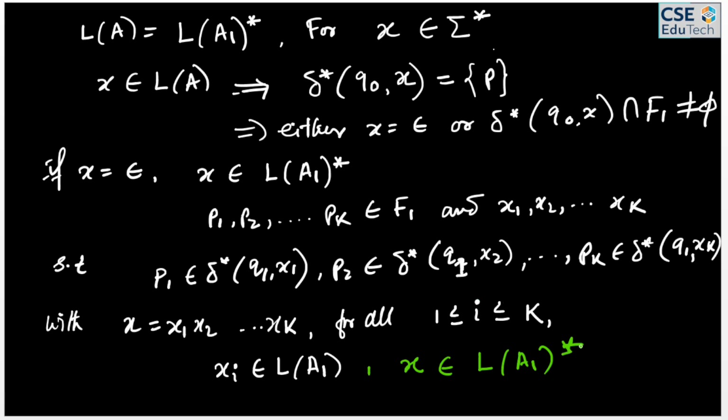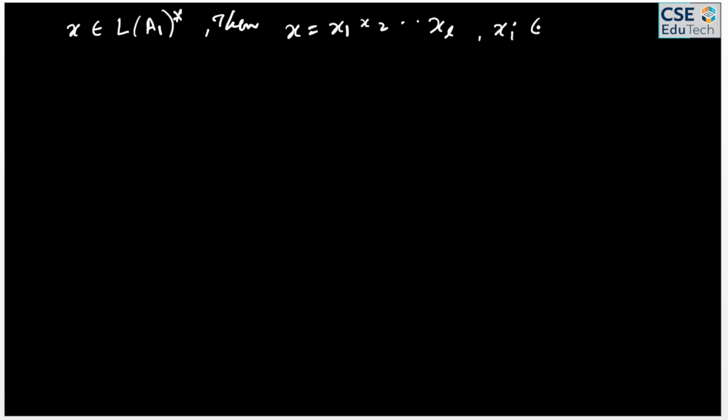So this is the proof of lemma 2, but we can also prove it in an alternative way. Conversely, suppose x belongs to the language accepted by A1 star. Then we assume that x is x1 x2 up to xl, of length l, with each xi belonging to the language accepted by automaton A1.